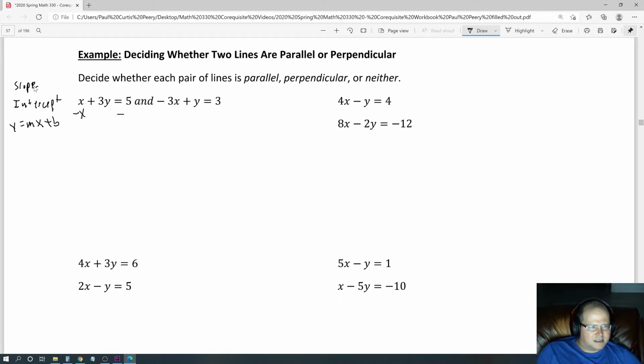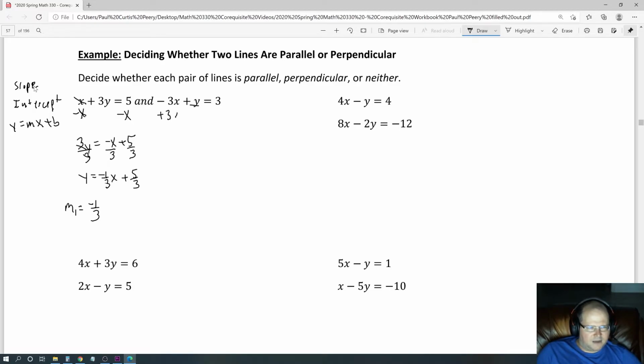So minus x. These cancel out, leaving me 3y equals negative x plus 5. And then divide by 3, divide by 3, divide by 3, cancel. y is equal to negative 1/3 x plus 5/3. And now we know that the slope of the first equation is equal to negative 1/3. Okay, what's the slope of this other one? Well, we're trying to get the y by itself, so we need to get rid of this negative 3x here.